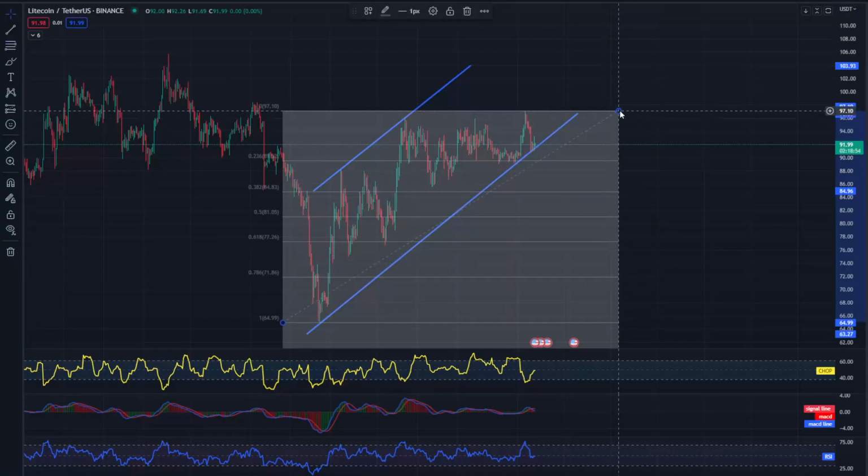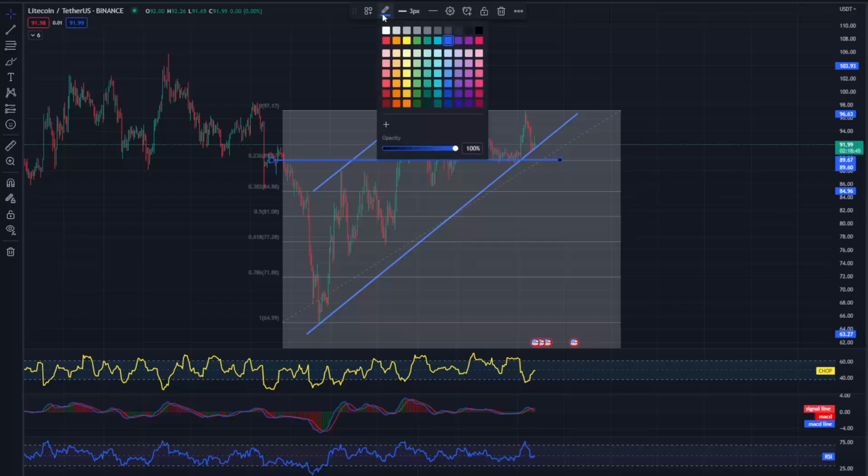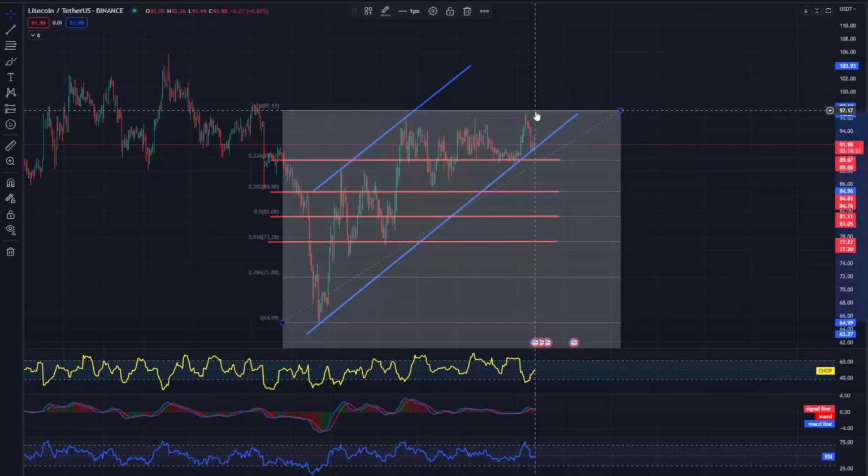Moving on, we can move on to marking support areas when the correction begins to deepen. And here, the first support is at $89.60, the second support is at $84.76, the third support is at $81.05, and then the fourth support is at $77.20.